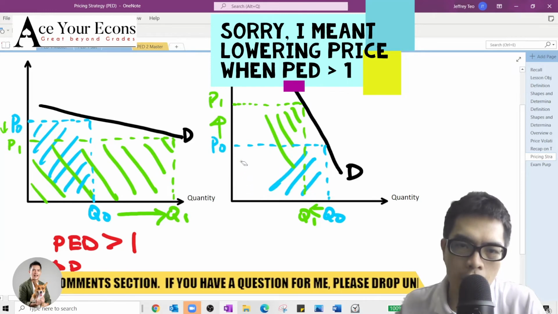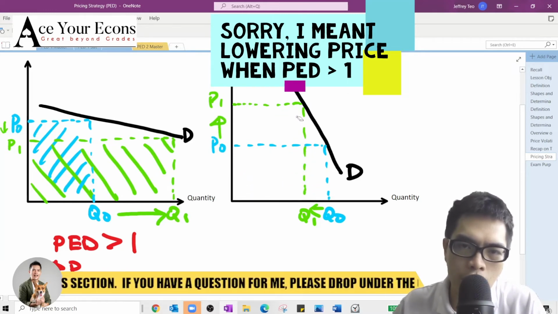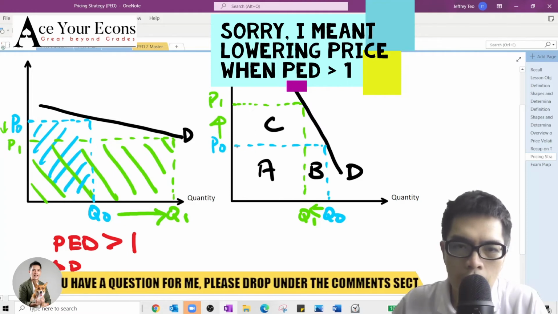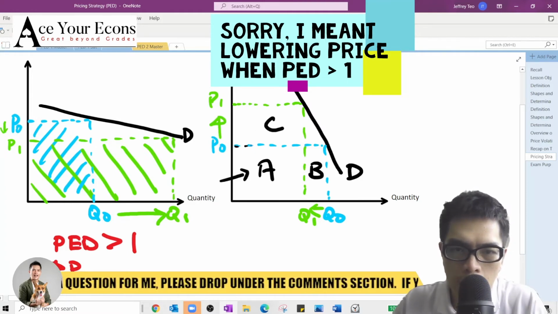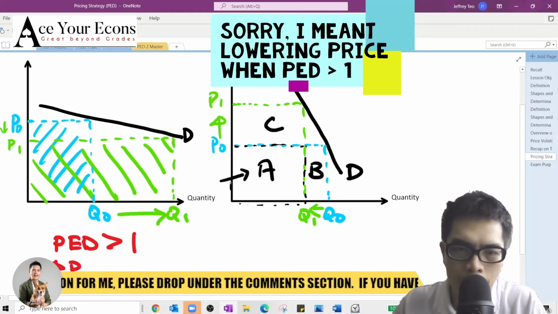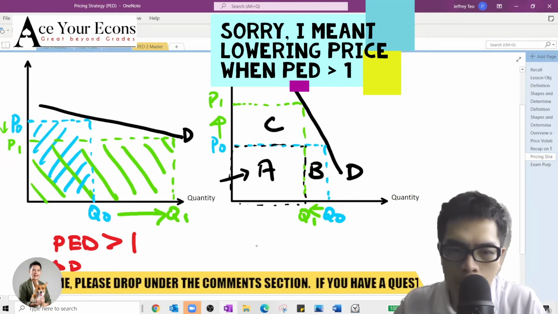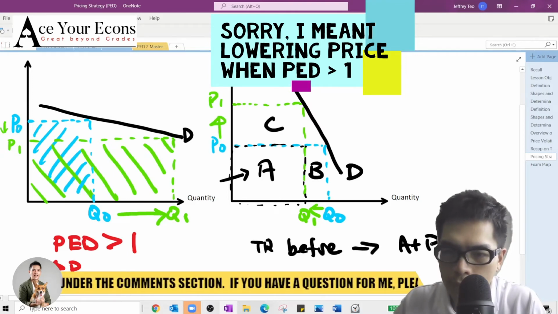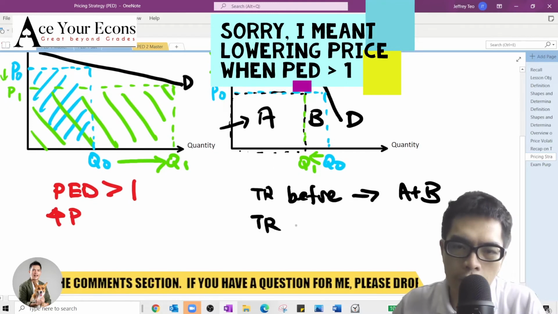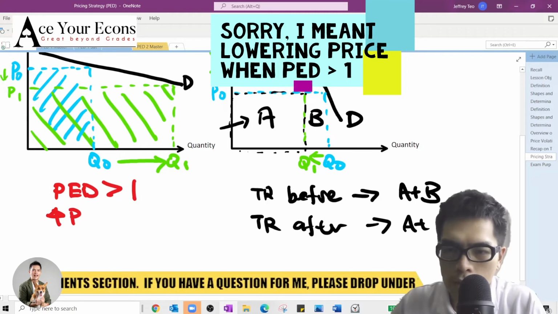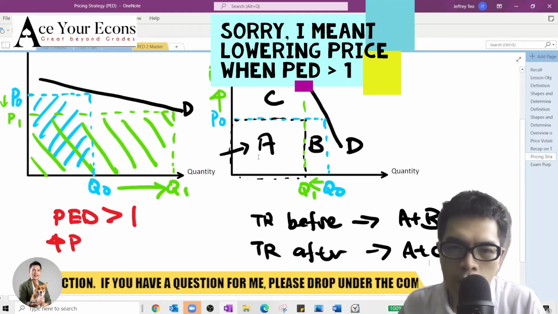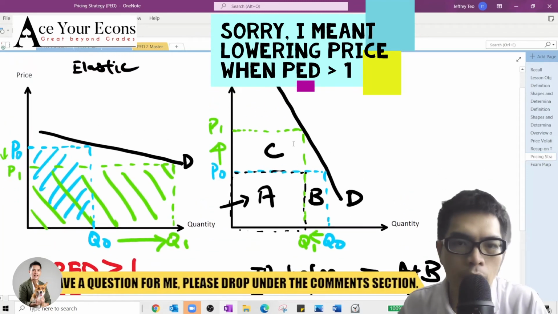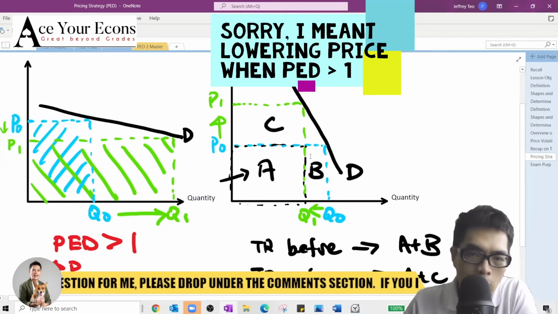So it's very confusing. What I can recommend, if you don't have the luxury of colors, is you can use A, B, C. Rectangle A, which is this, is shared by both before and after. But we can see that A plus B is your total revenue before the price change. Total revenue after the price change is A plus C. So far, are you all following me? So A remains unchanged, it's only B and C that change. Now, can you all tell me, for the diagram on the right, which rectangle is bigger, C or B? Type it out now. C or B?